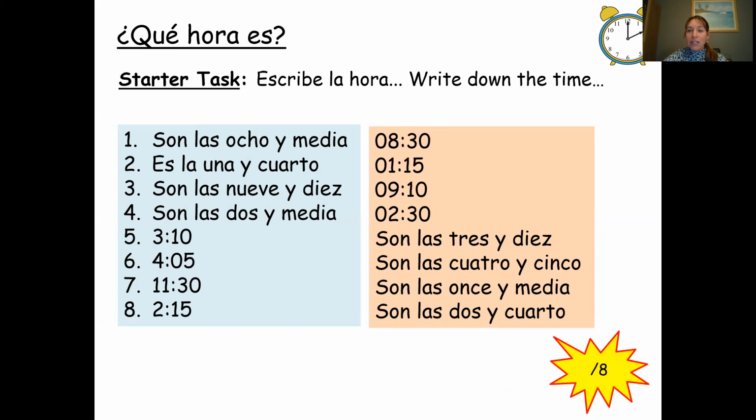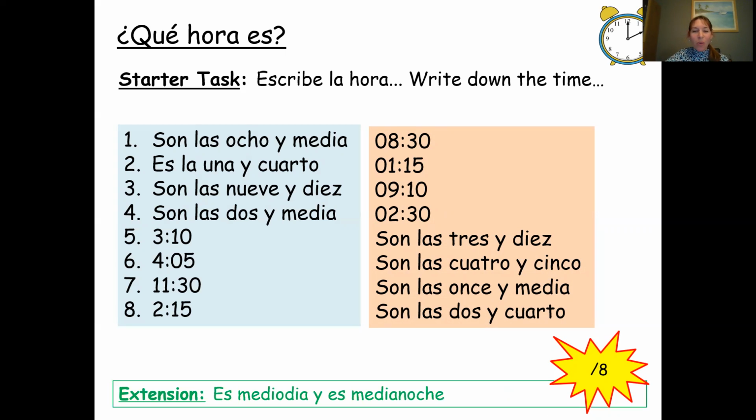So please give yourself a score out of 8 for that. Use a red pen ideally to mark or a different colour. Sorry, I should have said that before. Most of you are in the habit of doing that. And your extension was es mediodía and es medianoche. So it's midday and it's midnight.